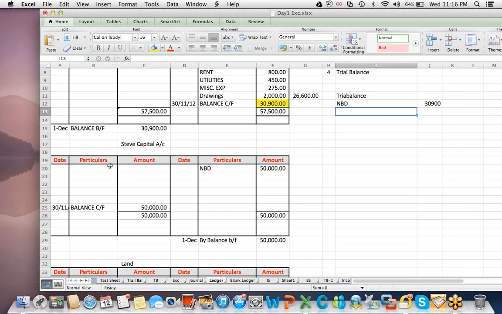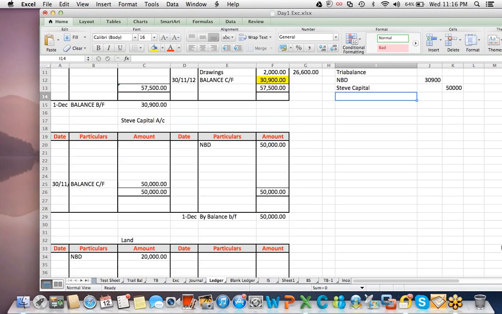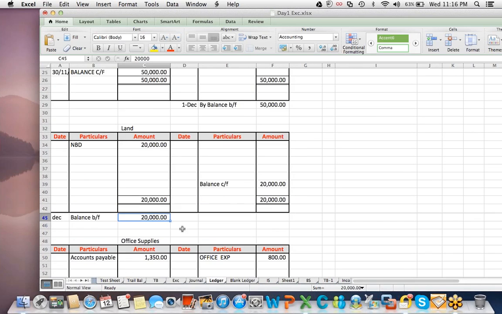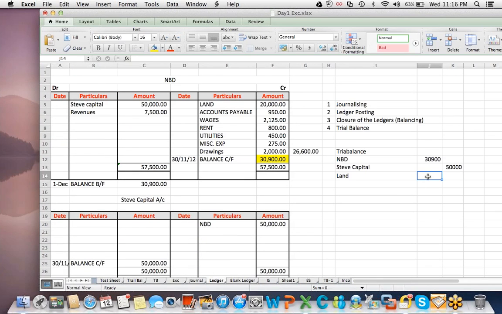Next one is capital. Capital is given by whom? Steve. He is the owner, but not the business, right? Business is different from businessman. So Steve's capital is on the credit side, 50,000. Next account is the land account. Land is an asset, right? Asset will always be on the debit side, no? Debit side. So land is 20,000.